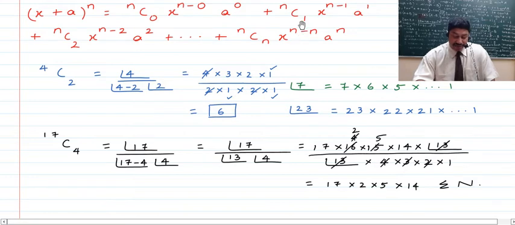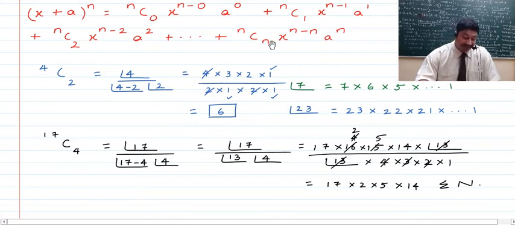Then we come to the next term, which is nC1, the binomial coefficient, and then the first term raised to the difference of the numbers in the superfix and the suffix, that is n minus 1, and the second term raised to the number in the suffix, that is 1. And children, all of this is going to continue, where we have different binomial coefficients multiplied with the first term and the second term. As this goes on from nC0, the total number of terms will be n plus 1.